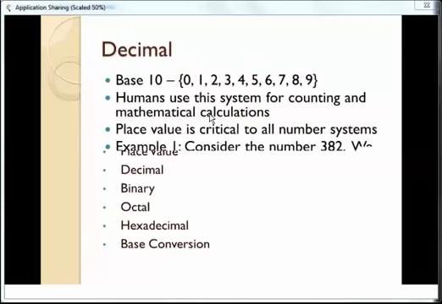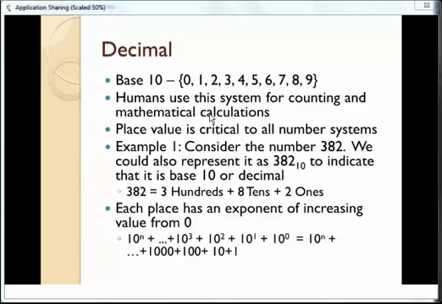The first number system that we're going to consider is the common decimal number system. And as you may or may not know, this is base 10. So we have the available values or symbols that we use for the decimal number system, ranging from 0 through 9. So when we include 0, of course, we have 10 different possible symbols. So humans use this type of system for counting and other mathematical calculations.